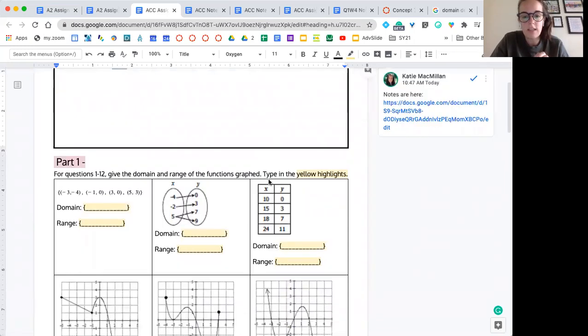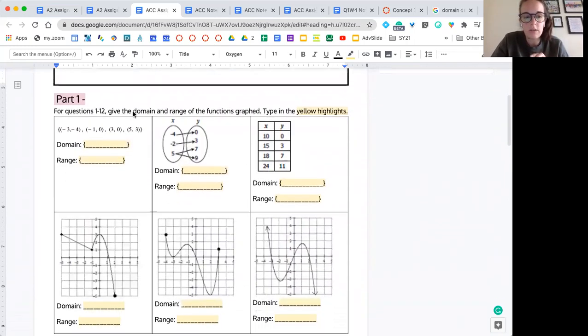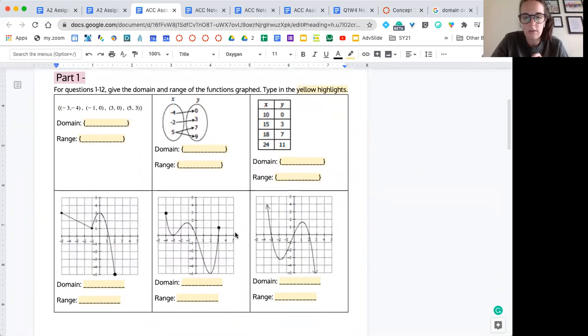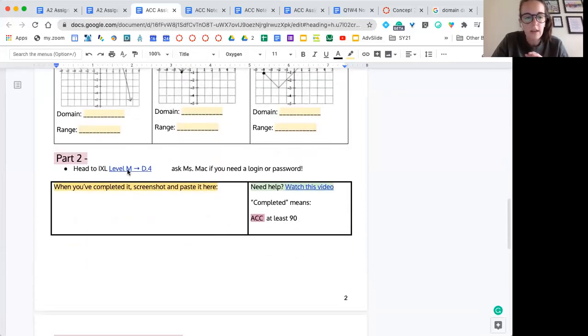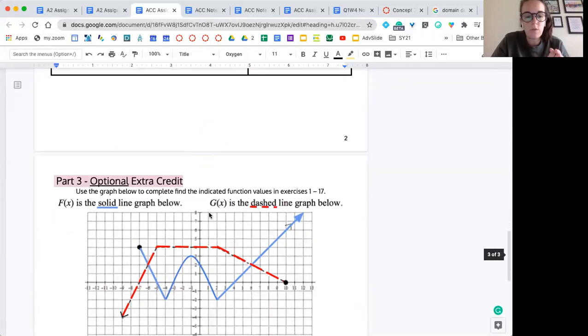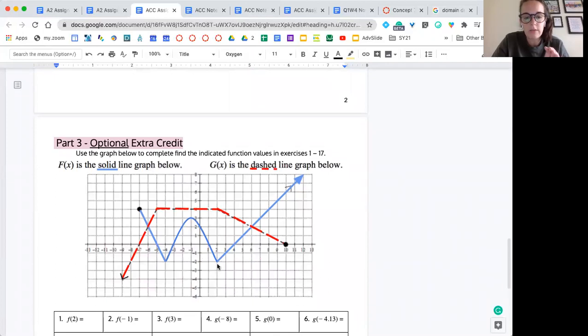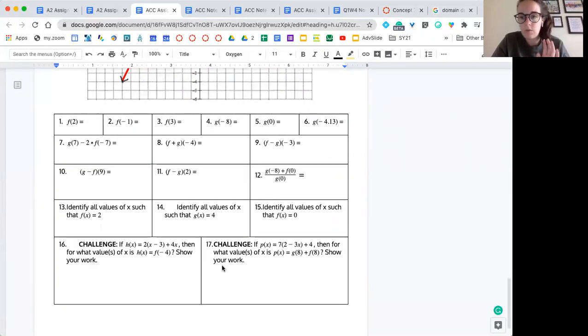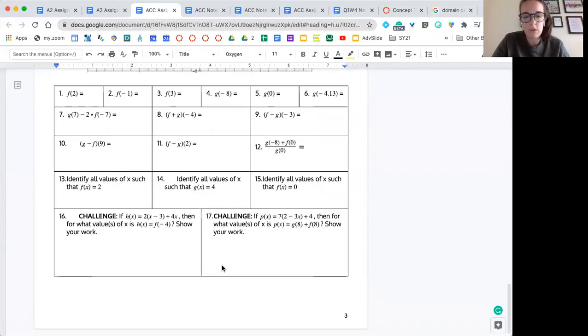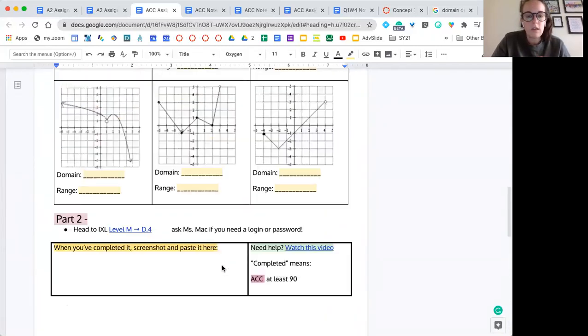And then for your assignment, you are going to do the domain and range for all of the functions that are here. I'm going to do a few of them with you. And then IXL D.4 is your second piece of your homework. If you want to, there is some optional extra credit, which is available here. You can do as many of the problems as you want, or you can do none of them. You can do 4 or 5 of them. You'll get as many points as problems that you do. So you can look at the extra credit if you want.